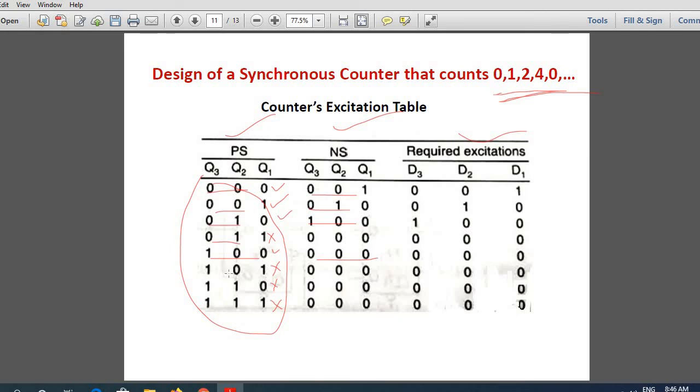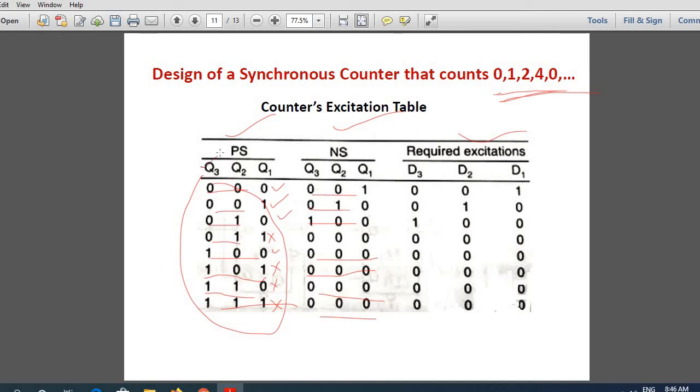Next state, 1, 0, 1. Look here, 1, 0, 1 is not there in my sequence. So the designer has told that it should go to the reset state soon. The same with this too. It's going to reset states as well. Now my present state and next state have been finished. I can form the required excitations.